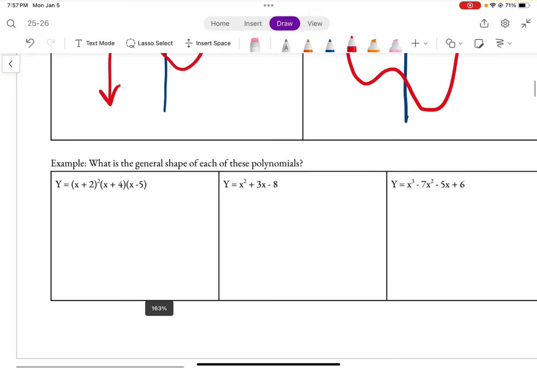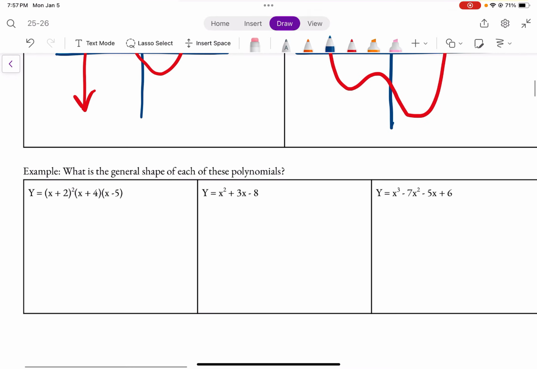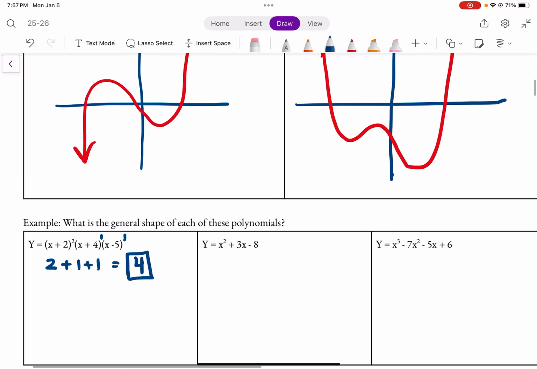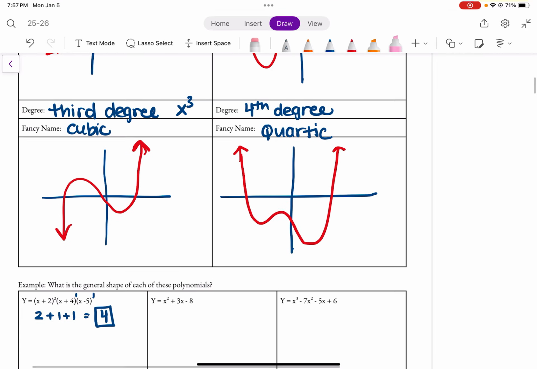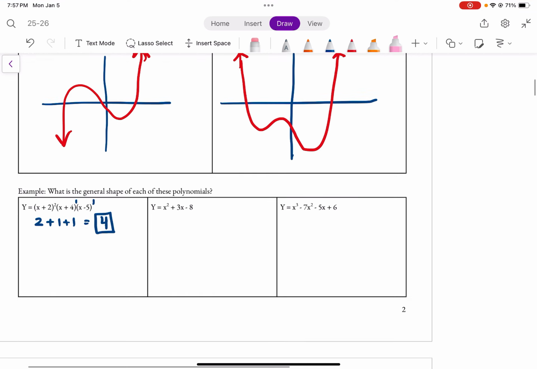So let's look at these examples over here, right? So remember, in factored forms, we add the exponents, so these have invisible ones. So my degree, I add these together, so it's a degree of 4, right? So we know anything with a fourth degree, a degree of 4, is going to have this W shape, right? And we know that the fancy name is quartic, right?